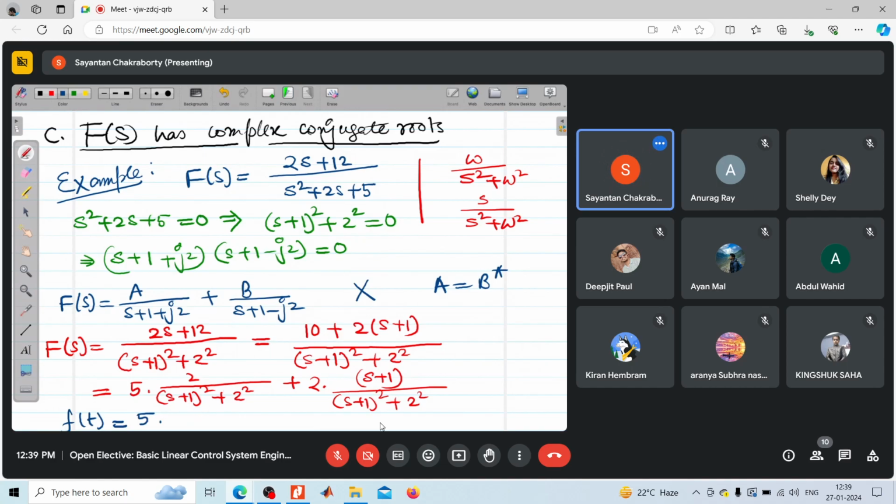So it will be sine omega t times e to the power minus t, right? Similarly, this s by s square plus omega square. So it will be cos omega t, and this is s plus 1. So it will be e to the power minus t for all t greater than equal to 0.